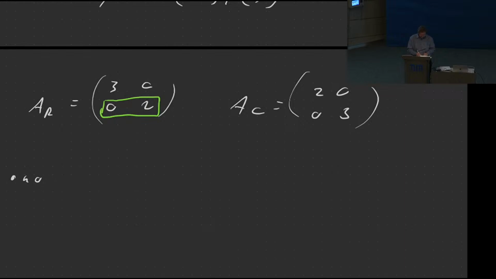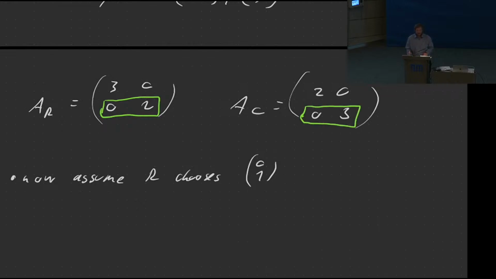So now assume Romeo chooses, well, the strategy is then 0, 1. That also means he chooses this row here in Celia's payoff matrix. What is Celia's best response to this? Well, if we know we are in this row, then the best possible outcome is this entry here. So Celia will select this column.